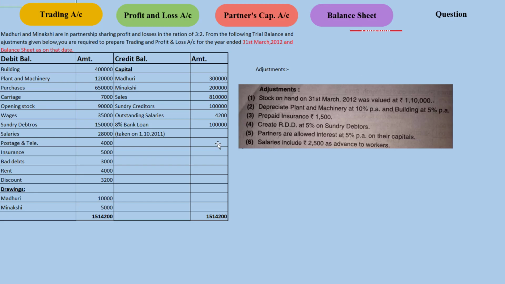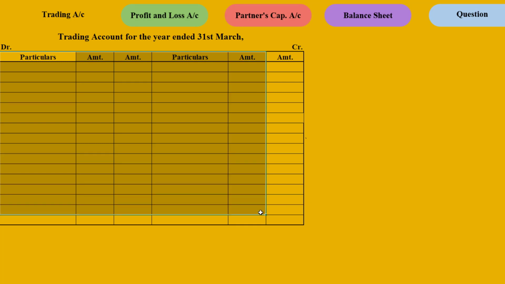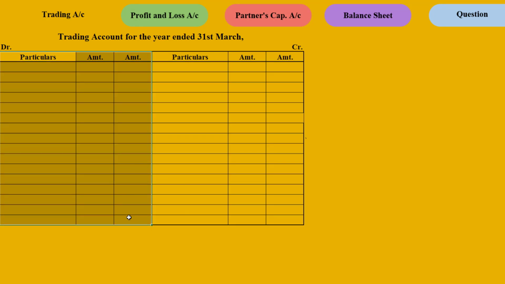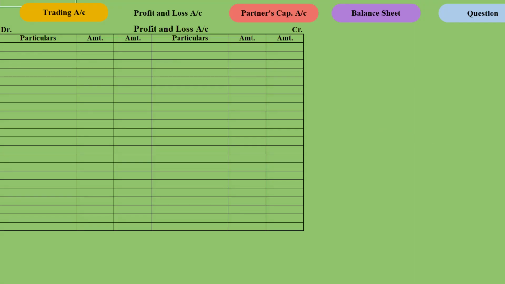This is the question. This is the format of the balance sheet. This is the format of the trading account. It has to be drawn in this way. Proper heading is to be given. The trial balance consists of a debit and credit side. We will record all direct expenses on the debit side and all direct incomes on the credit side. In the same way we will prepare the profit or loss account.